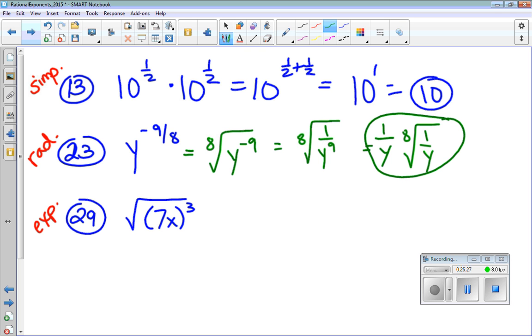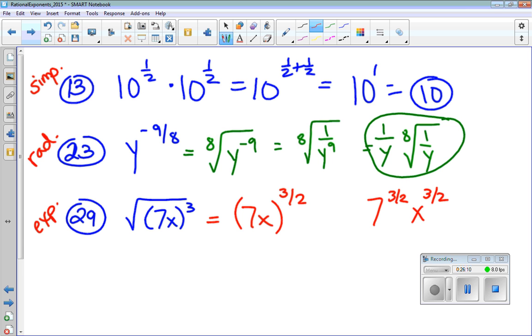All right, 29 says this is radical form, let's put it in exponential form. How do I do that? What's the index? Yeah, what's the index? 2. So what does that mean? So the 7x is all in parentheses. What is the fraction here? 3 over 2. Very good, Joyce. And I could raise the 7 to the 3/2. I mean, I could write this, but I think that this is fine.